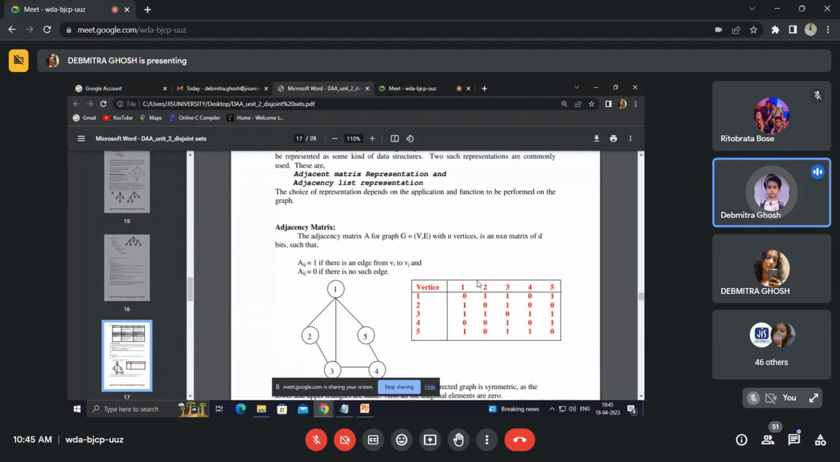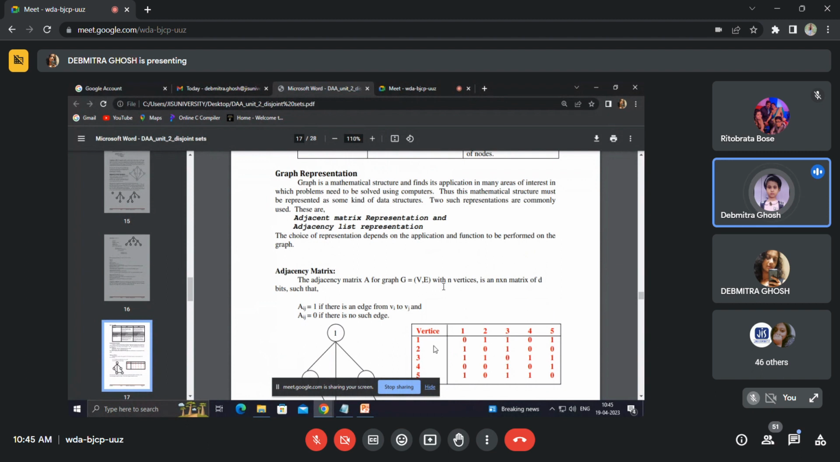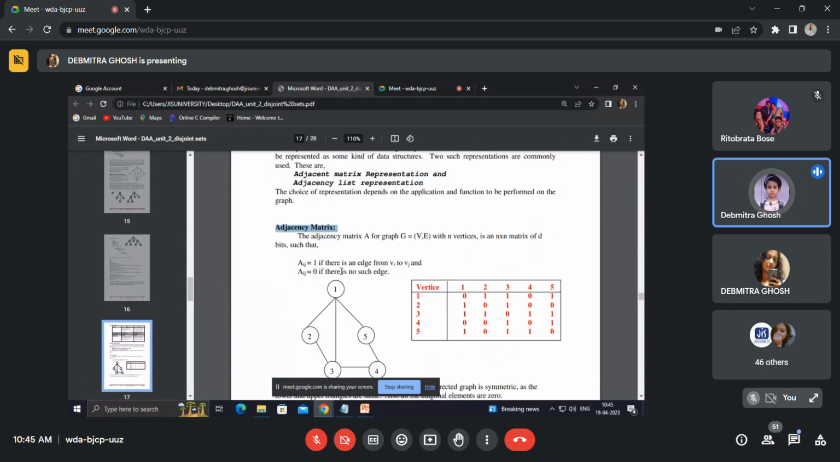Okay, then this comes. These are certain maths. You have to practice this also very well. Very important thing. One is the adjacency matrix. I hope you know matrix. What is a matrix? Like a 2D array.